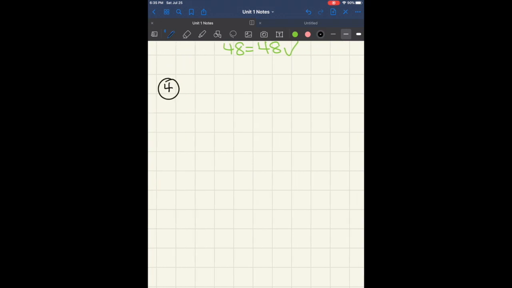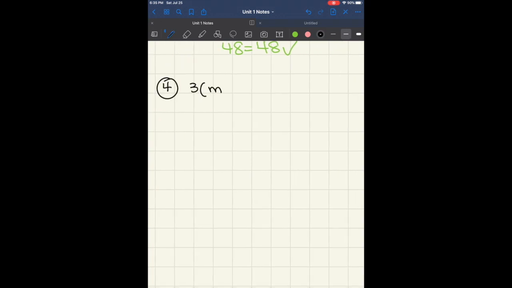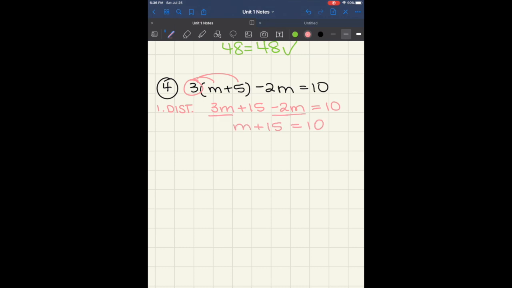Number 4, we've got 3 times m plus 5 minus 2m equals 10. So first we're going to distribute the 3. We've got 3m plus 15 minus 2m equals 10. Combine like terms. Then we get m plus 15 equals 10. And when we subtract 15, we get m equals negative 5.